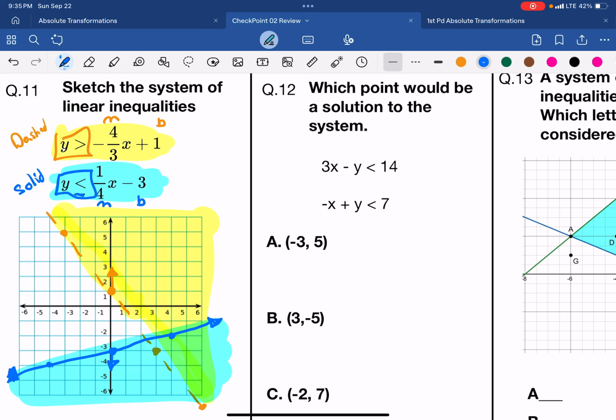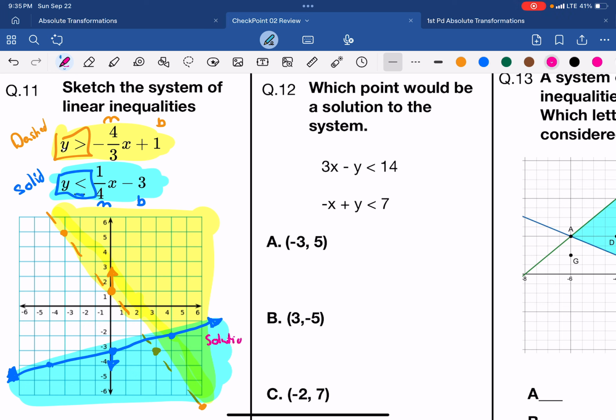So guess what? This is our solution area. But on your test, I don't know if they're going to have that like this, or if they're just going to have the part that's the solution shaded. So be aware of that.